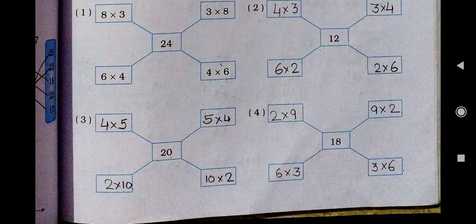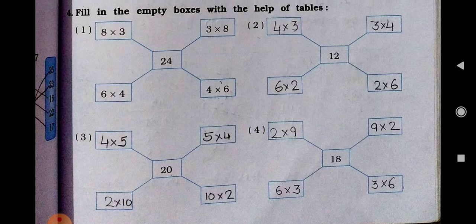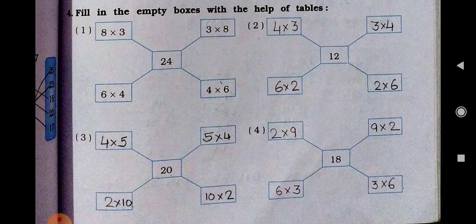4 multiply with 5, 20. 5 multiply with 4, 20. 2 multiply with 10, 20. 10 multiply with 2, 20. 2 multiply with 9, 18. 9 multiply with 2, 18. 6 multiply with 3, 18. 3 multiply with 6, 18. So this is the form in which we are going to complete this table. Hope you all understood this.